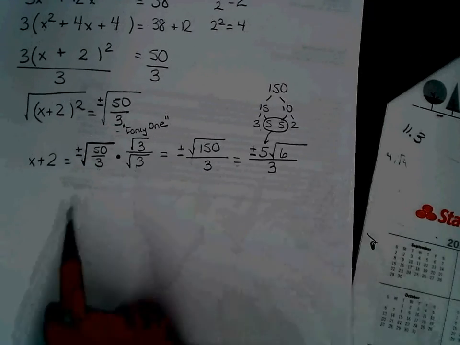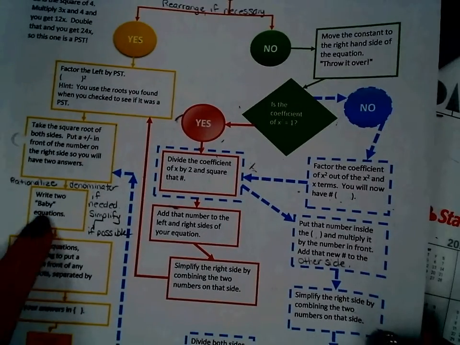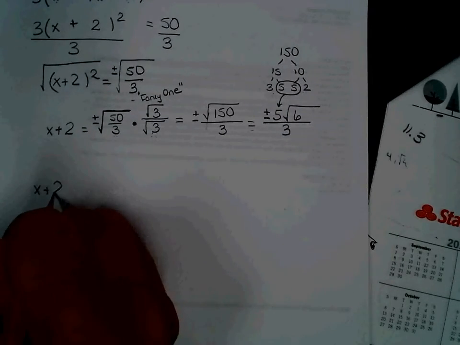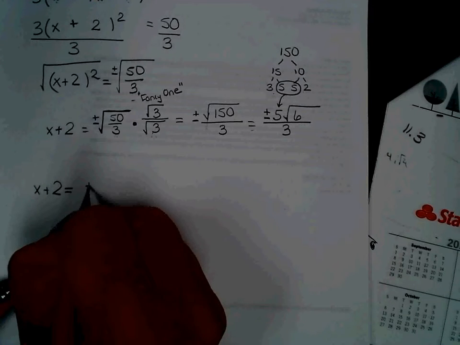All right, so now, back here, write two baby equations. So let's see what they look like. x plus 2 equals plus 5 on the square root of 6 over 3.